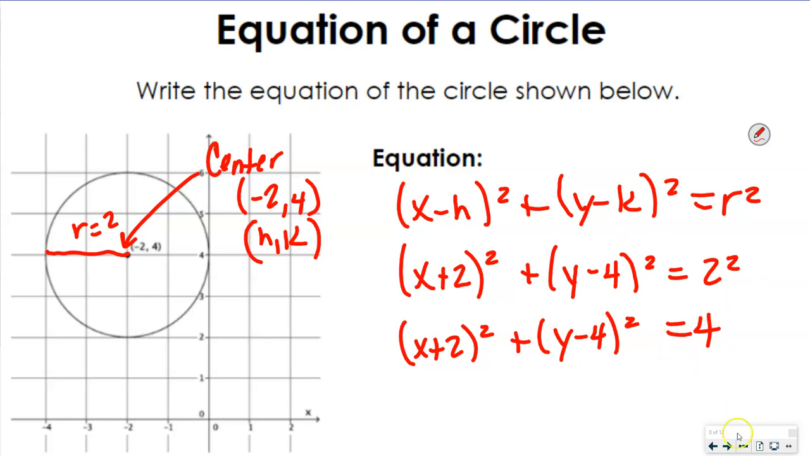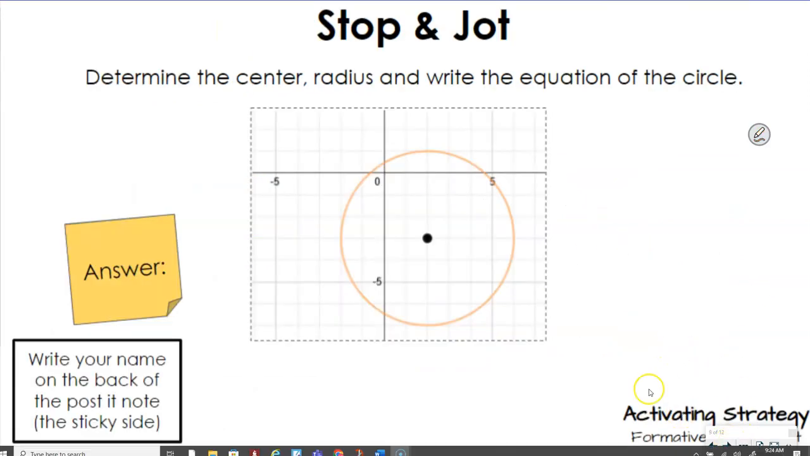Okay, let's see if you guys can do this next one. This is your you try, so it's a stop and jot. What I'd like you guys to do is pull out your whiteboards and see if you can tell me what is the center, radius, and then write the equation for the circle. Let's just pause the video here. You guys work on this on your paper, then write the answer on the whiteboard, and let's just show it to the teacher.